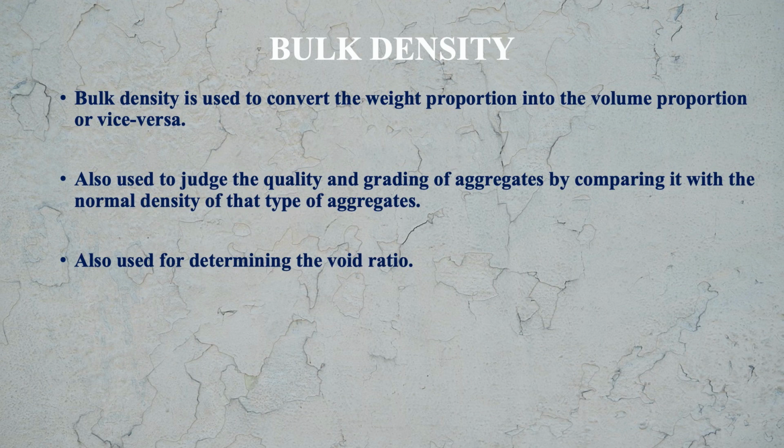The bulk density is used to convert the weight proportion into volume proportion or vice versa, and to judge the quality and grading of aggregates by comparing it with normal density of that type of aggregates. It is also used for determining their void ratio. So these are the uses of knowing the bulk density of the aggregate.